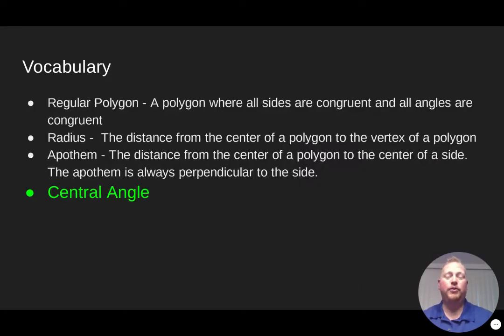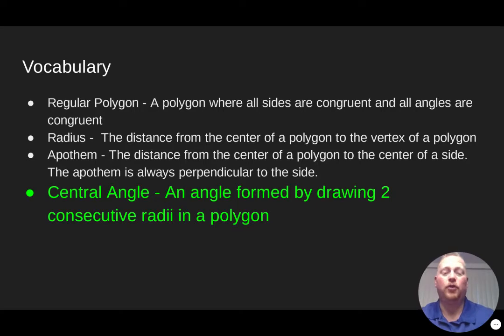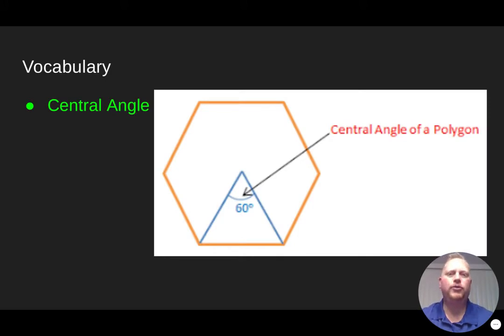Last one, the central angle. The central angle is formed by drawing 2 consecutive radii in a polygon. What does that mean? Okay, if I draw 2 radii next to each other, it forms an angle at the very center of the polygon. So this is what a central angle is. It's not going to help us so much in this lesson, but it's going to help us in the next lesson, where we have to use trigonometry and fun stuff like this.